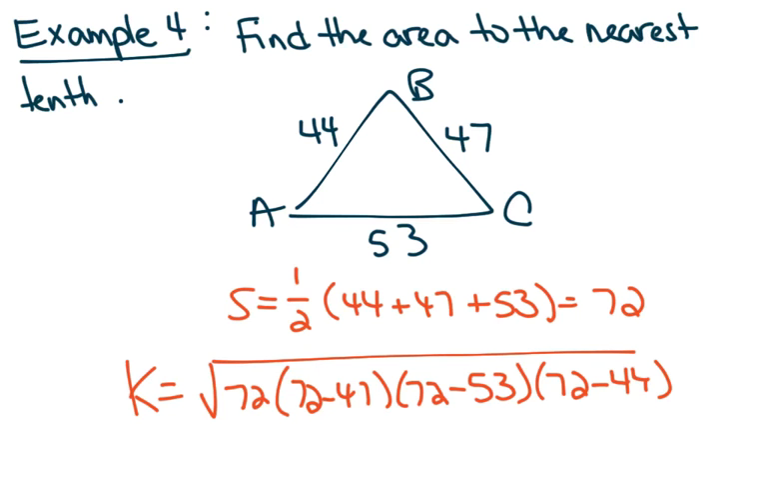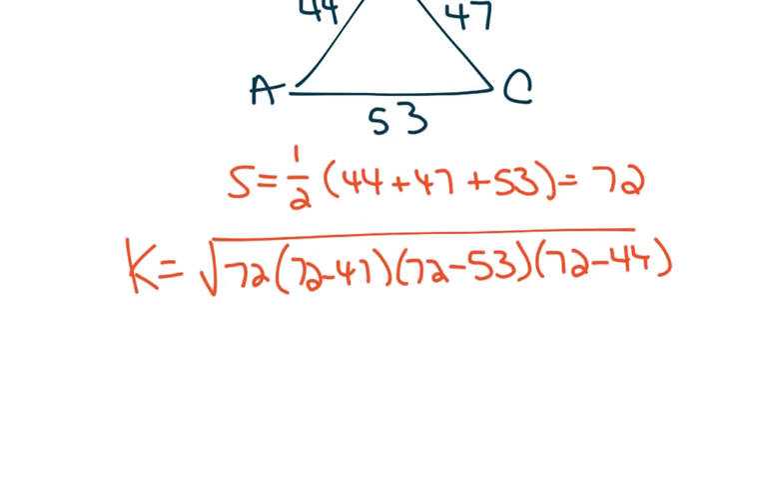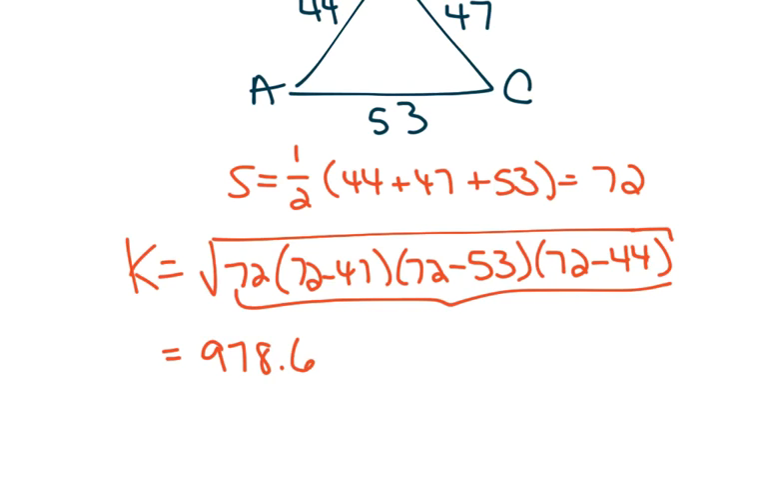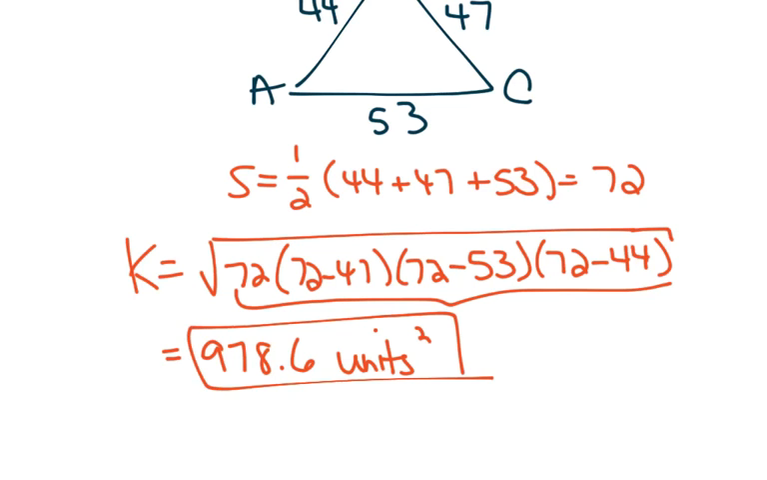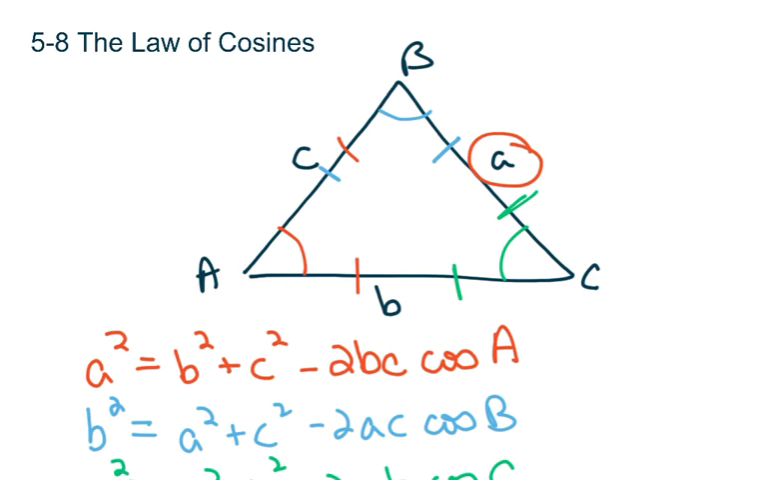If you have a calculator with a newer operating system, you can actually just plug this into your calculator verbatim and hit enter. However, if you have an older calculator like a TI-83, I would recommend evaluating the part that's under the square root sign and then square rooting it. Either way, you should get about 978.6 square units. And that is the law of cosines.